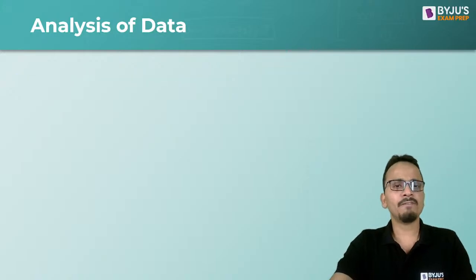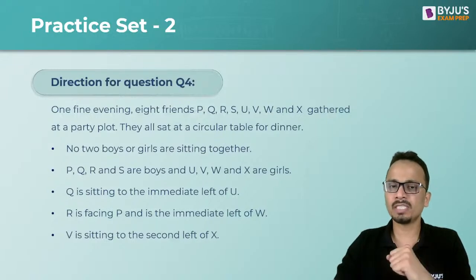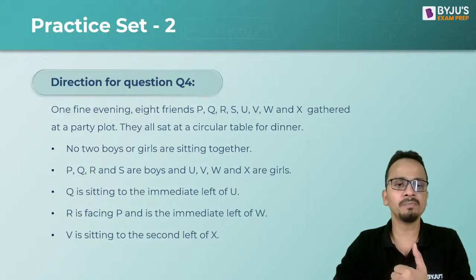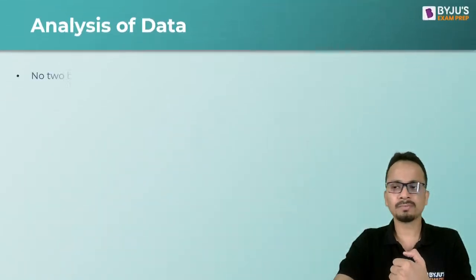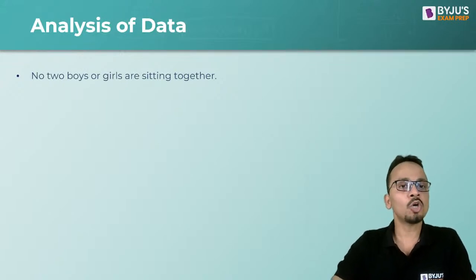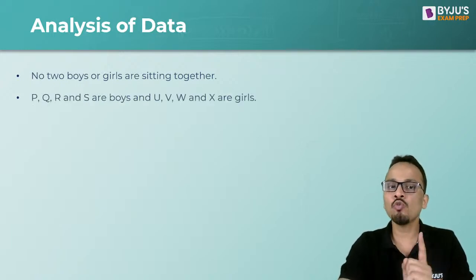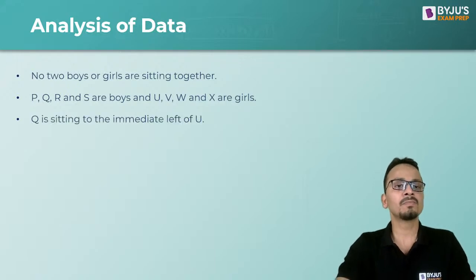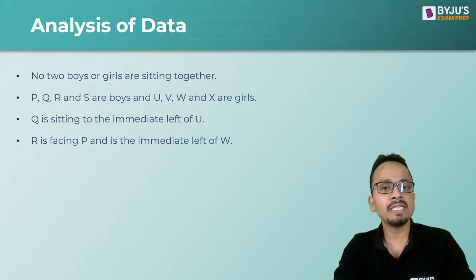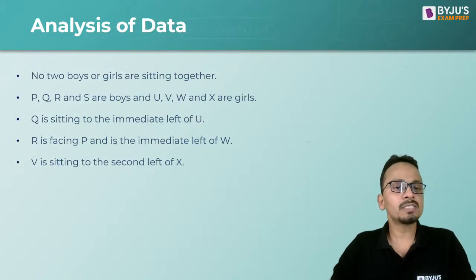Now, if I read the original set of statements, they're saying that these 8 friends P, Q, R, S, U, V, W, X are all sitting at a circular table. Now conditions one by one. First condition, no 2 boys or girls are sitting together. Second condition, P, Q, R, S are boys and U, V, W, X are girls. Q is sitting to the immediate left of U. R is facing P and is immediate left of W.